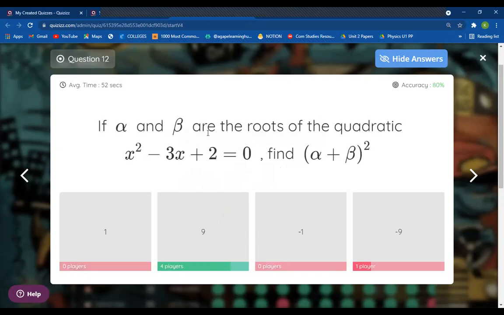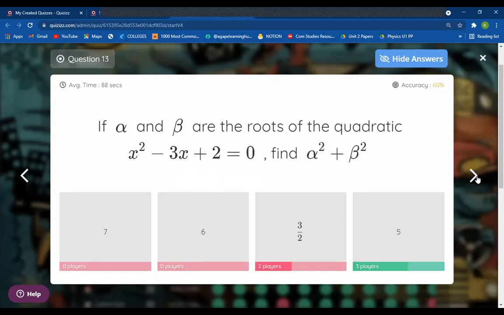If alpha and beta are the roots of the quadratic x squared minus 3x plus 2 is equal to 0, find alpha plus beta squared. This was a question from before. Alpha plus beta, we said, was 3, not minus 3, that's not a minus sign, just 3. So 3 squared is 9. If alpha and beta are the roots, okay, we went through that one already.